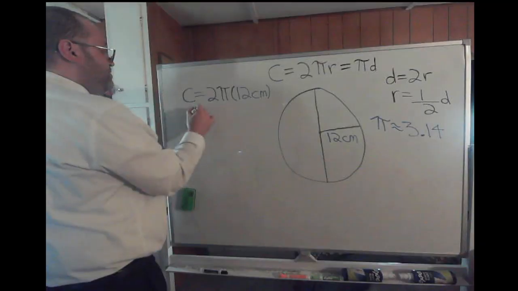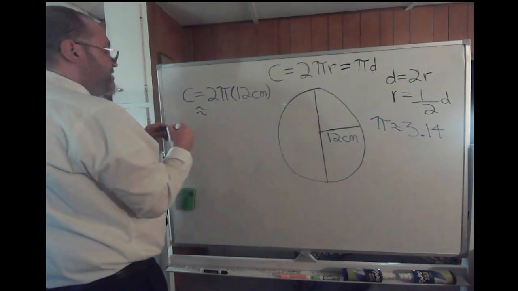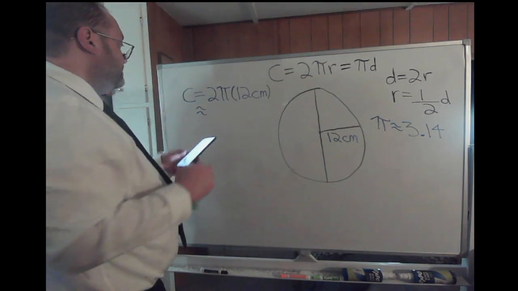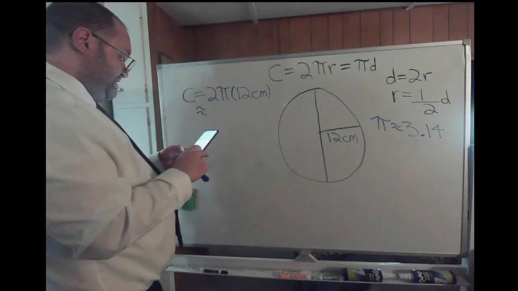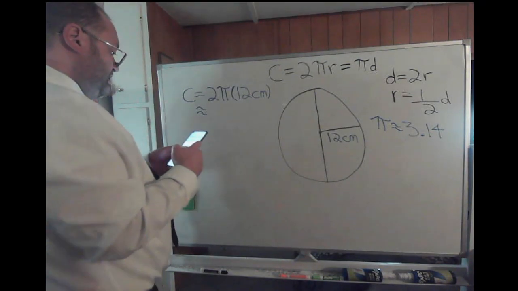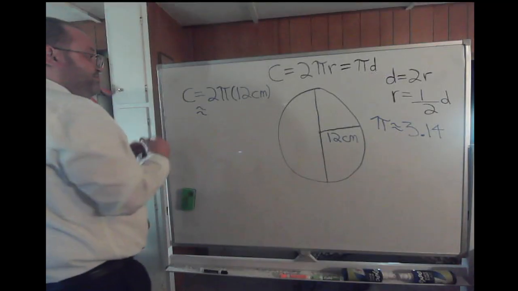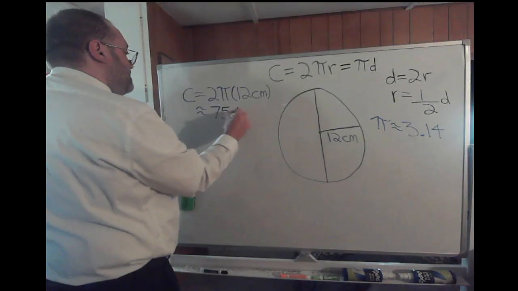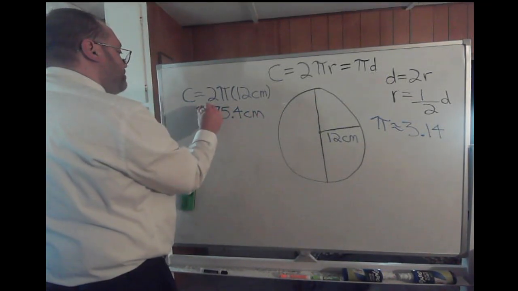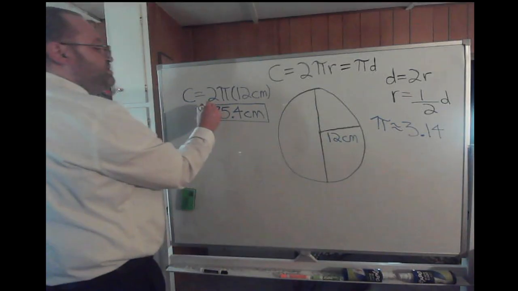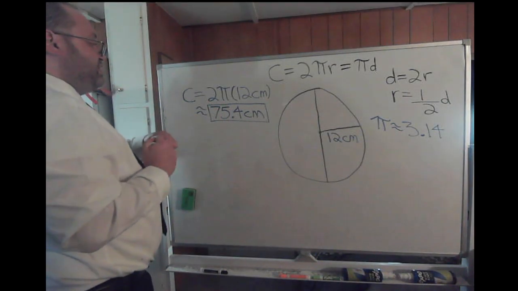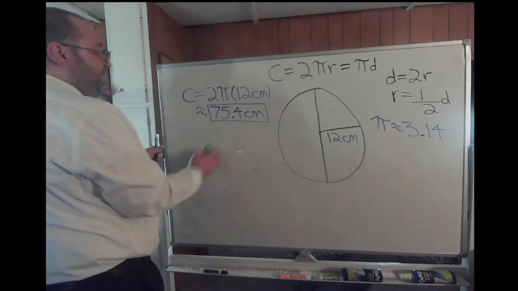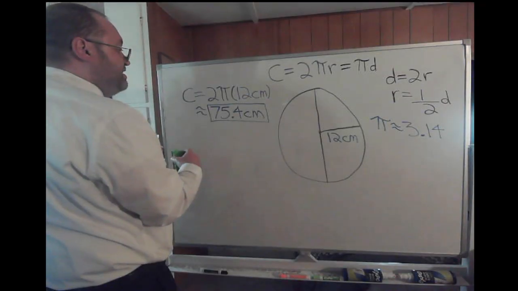So all you got to do now is just put this into your calculator, do 2 times pi times 12, you'll get your answer. That would give us about 75.4 centimeters. The result rounds to approximately 75.4 centimeters for our circumference. So I'm just taking 2 times pi times that radius of 12 centimeters, and I get a circumference of 75.4 centimeters.